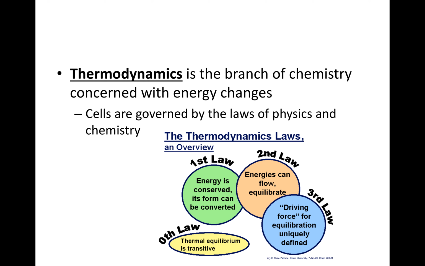So, chapter 6, we're going to get into the laws of thermodynamics. And so, this is a branch of chemistry that deals with energy changes. And there are 4 laws. I know there are 3, but then we have a 0th law. But we're going to go through the first and the second law in detail here, looking at how energy is conserved, but how it can be converted to different forms, and then how energies flow. So cells are governed by the laws of physics and chemistry, and that's why this chapter is thrown into this unit.